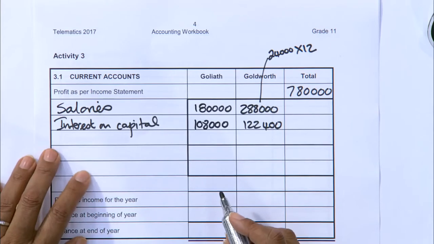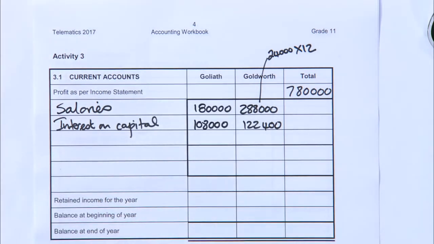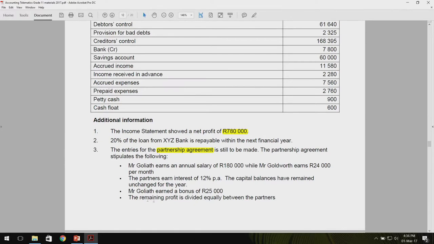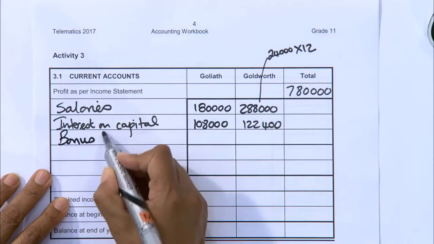You can see that I'm not adding anything yet, because I just want to get this done based on my information. Let's go back to the text quickly. I'm following here at the bottom, going bullet point by bullet point, and filling it in. Mr. Goliath earned a bonus of 25,000 rand. So let's put the bonus in. The next thing I'm going to put in is bonus to partner.